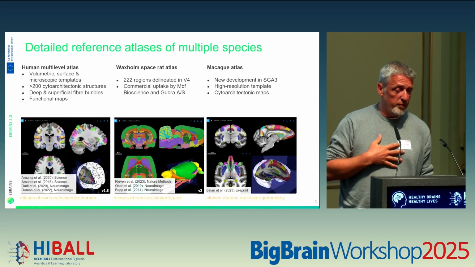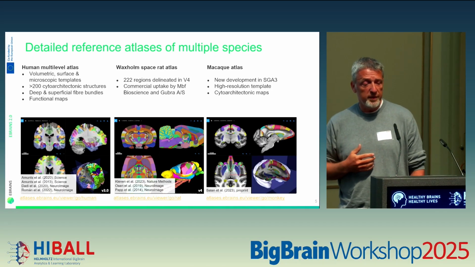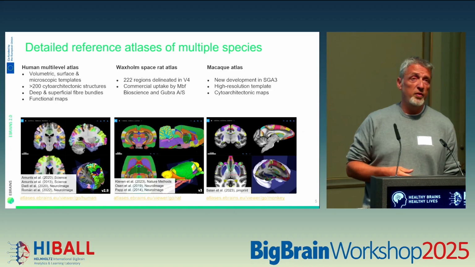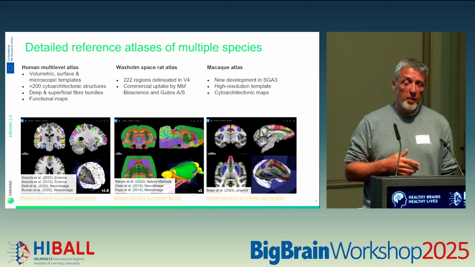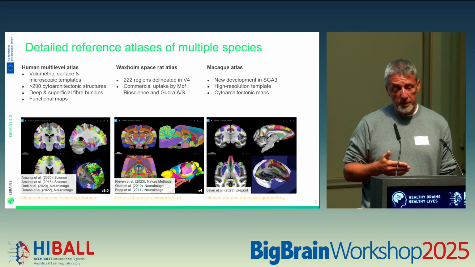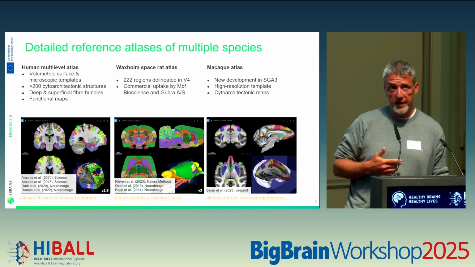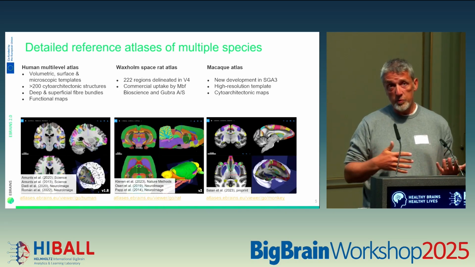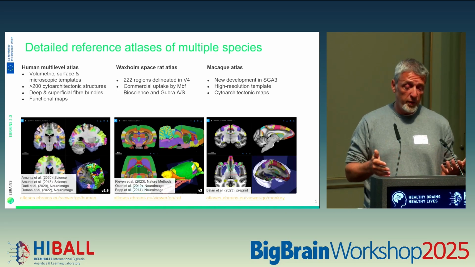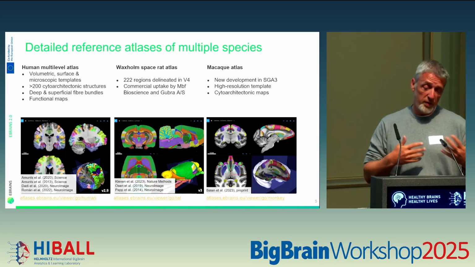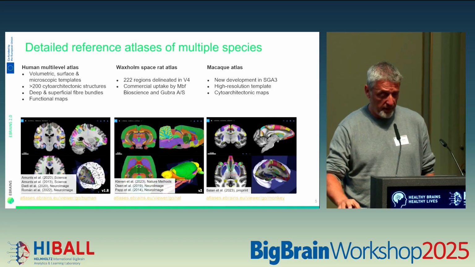As shortly mentioned at the beginning, there are different atlases included. So we will here mainly focus on the human multi-level atlas, but there's also the Waxholm Space Rat Atlas, and the Macaque Atlas included. You can easily switch between those atlases, and you can also switch between the reference spaces, but this we will see in practical examples later on.